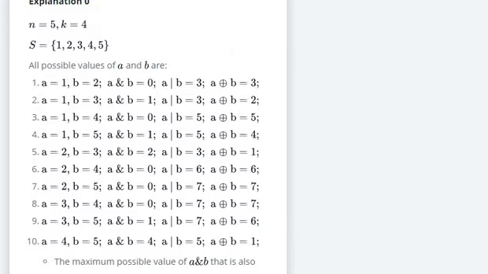Look at the explanation part of the task. N is equal to 5 and K is equal to 4. All the possible values of A and B: 1 2, 1 3, 1 4, 1 5, 2 3, 2 4, 2 5, 3 4, 3 5 and 4 5. And look at the resultant: A and B, A OR B and A exclusive OR B.